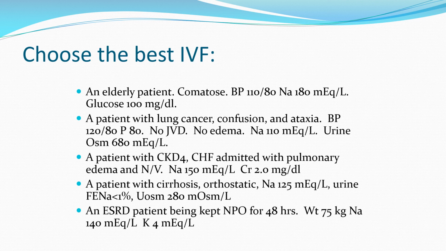This patient most likely has SIADH and is asymptomatic from hyponatremia, so hypertonic saline or 3% saline would be most appropriate in this case. In the third example, we have a patient with CKD4 and CHF admitted with pulmonary edema and nausea, vomiting. The sodium is 150, which is elevated, with an elevated creatinine of 2.